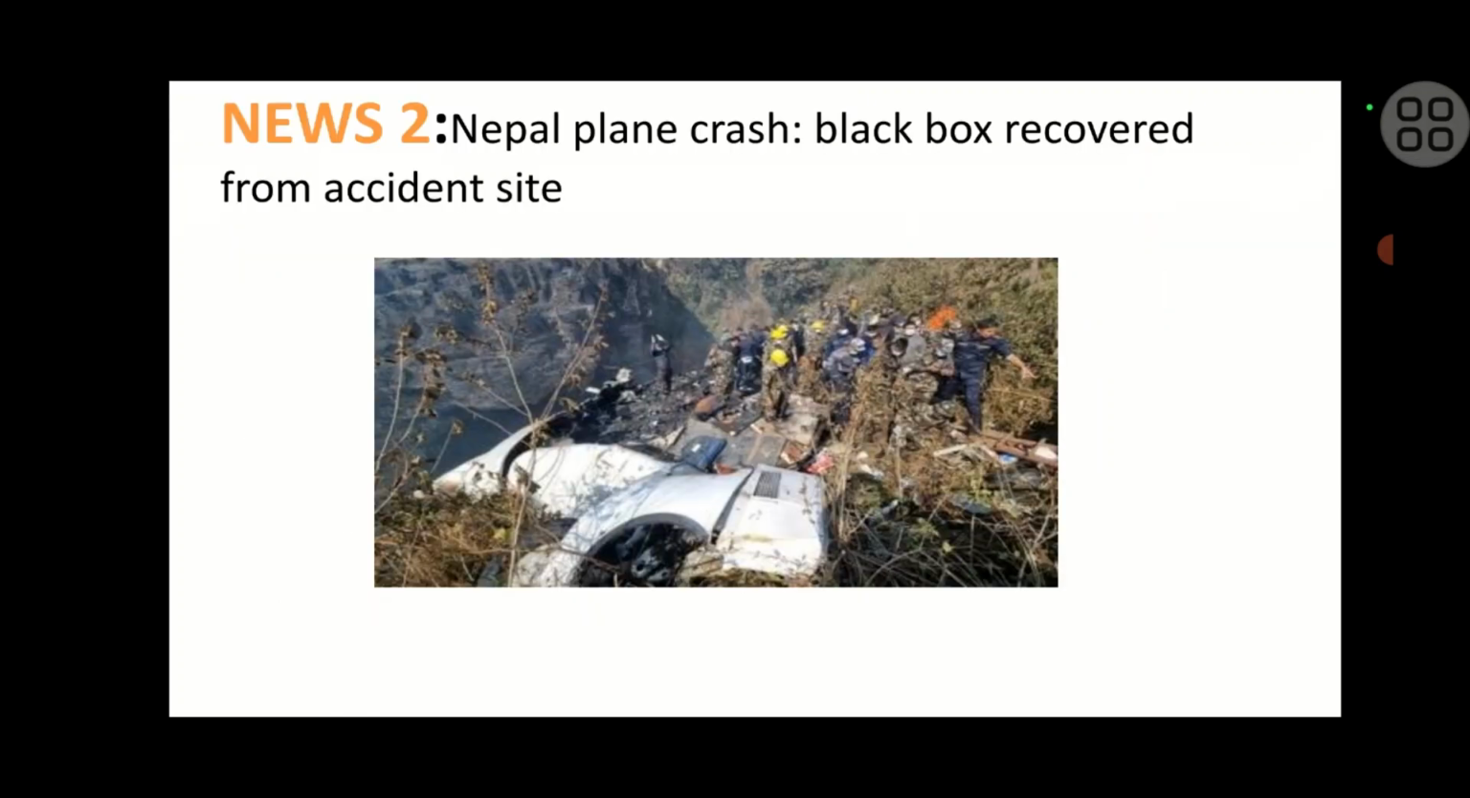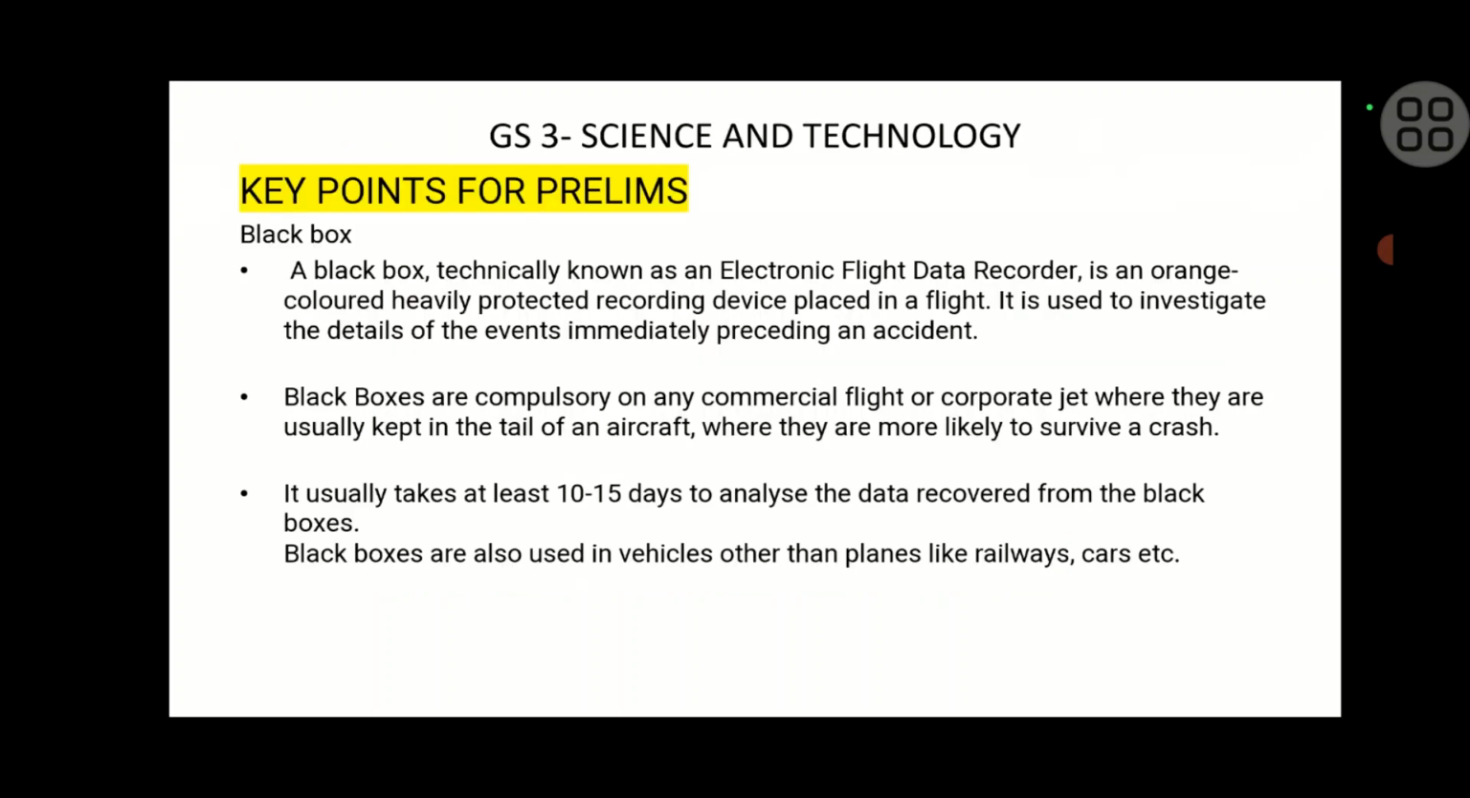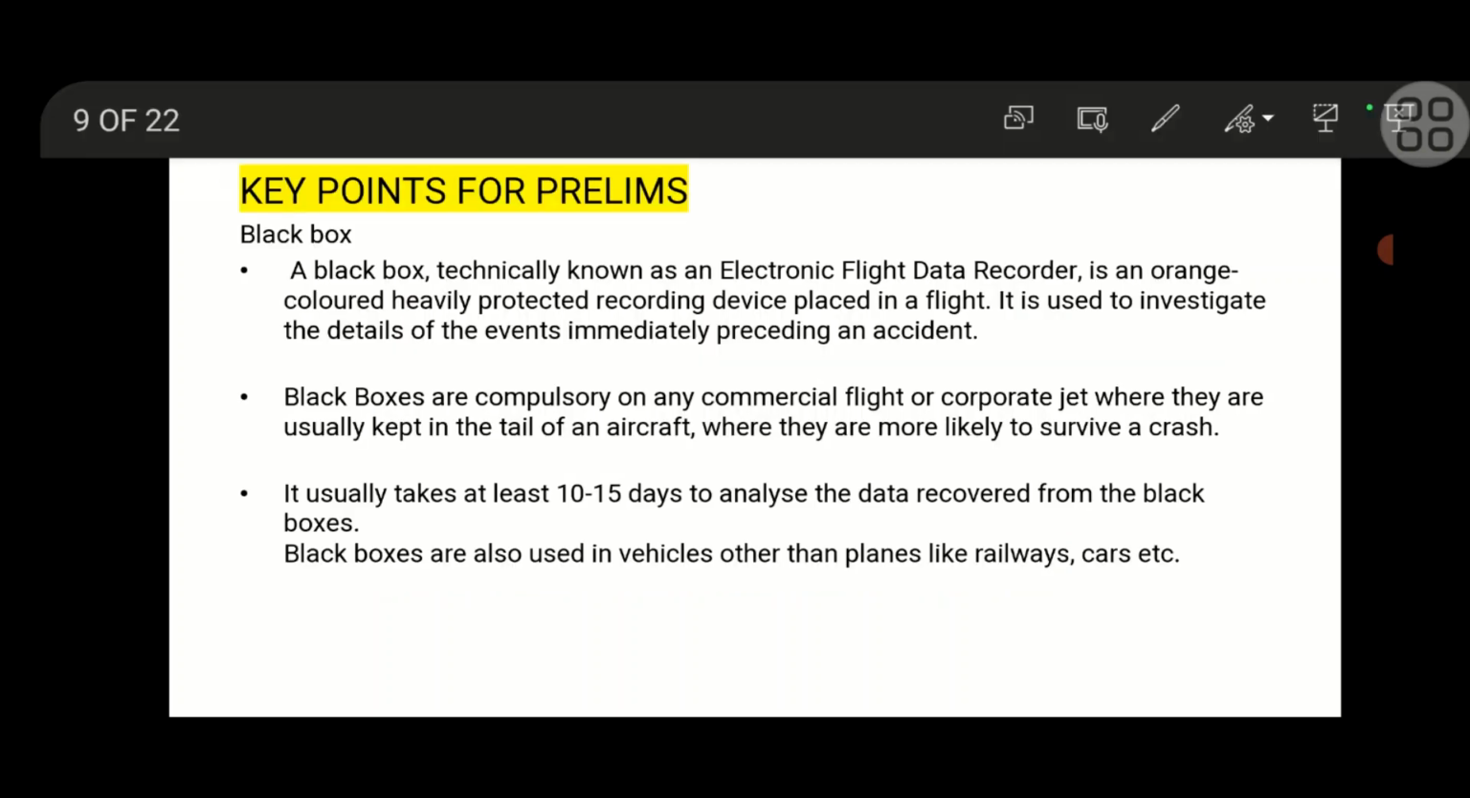Next news is the Nepal plane crash. So the black box was recovered from the accident site. All you need to know for the prelims is about the black box. Technically it is known as electronic flight data recorder. It is not black in color, it is actually an orange colored box. It is heavily protected and it is placed in the flight. That is actually used to investigate if an accident happens.